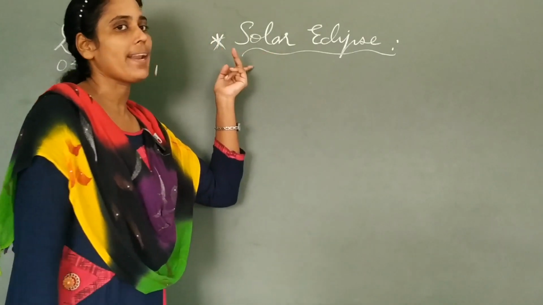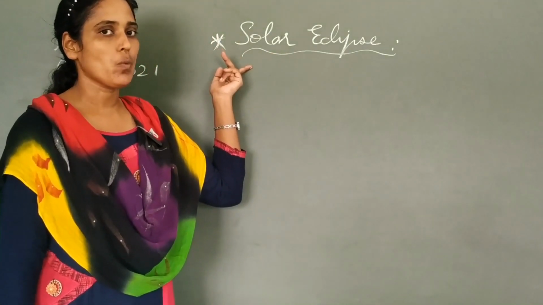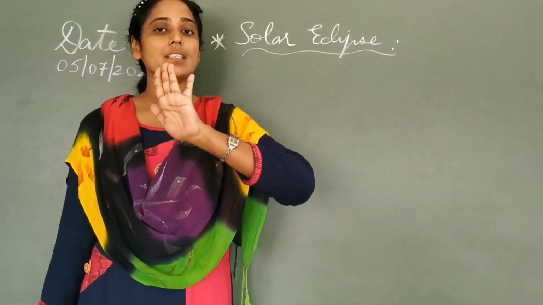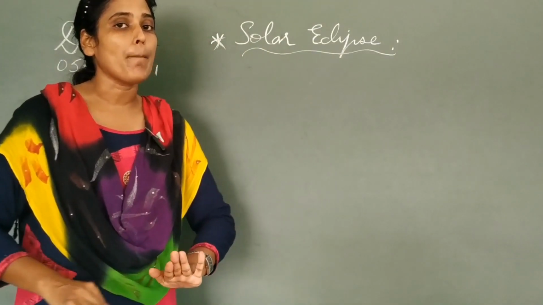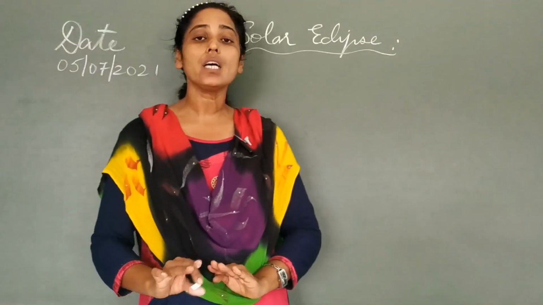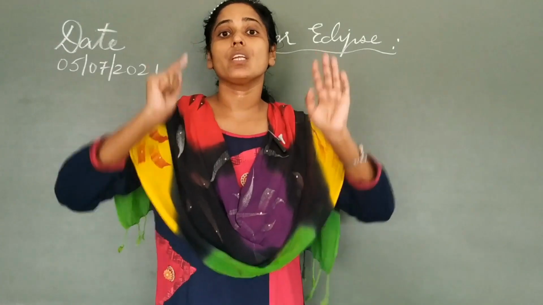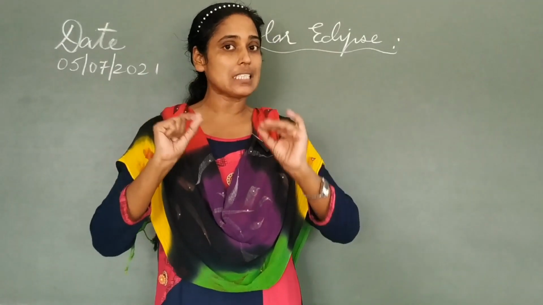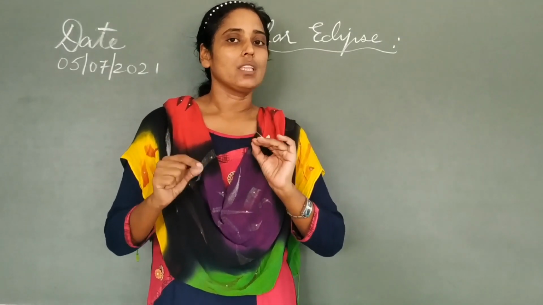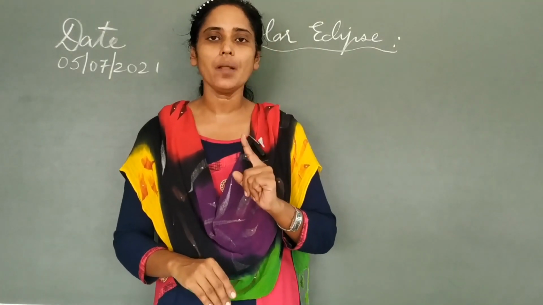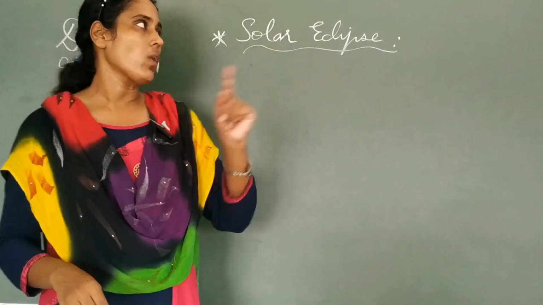First one is solar eclipse. Now students, we already saw that in geography all the terms are approximate. Exactly nothing can be assumed. You only have to imagine things. But eclipse is a real fact. You can see an eclipse occurring on the earth. So eclipses are real facts. They are not imaginary.